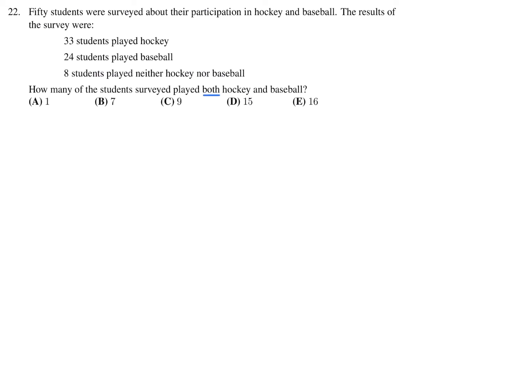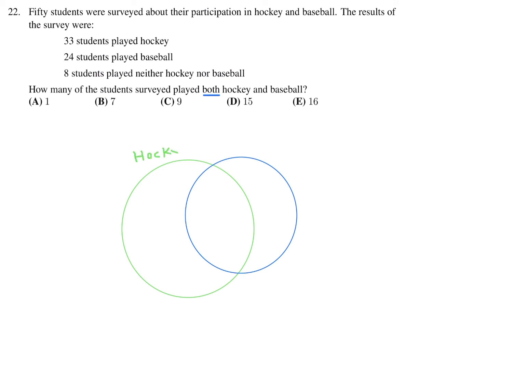So we've got what you call a Venn diagram, and don't freak out. Don't think, oh no, I don't know what a Venn diagram is. It's okay. I will explain it as clearly as I can. So, here we go. All right. So the green circle represents all the people who play hockey. And the blue represents all the students who play baseball.